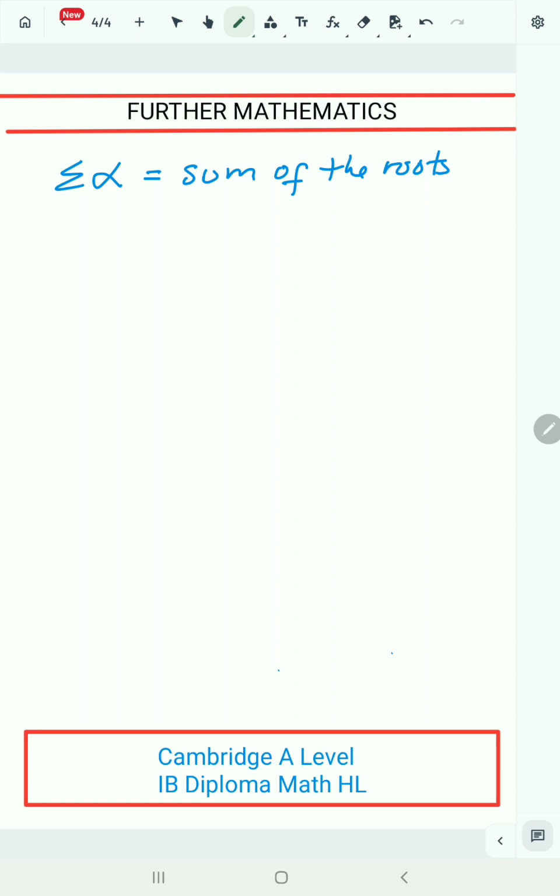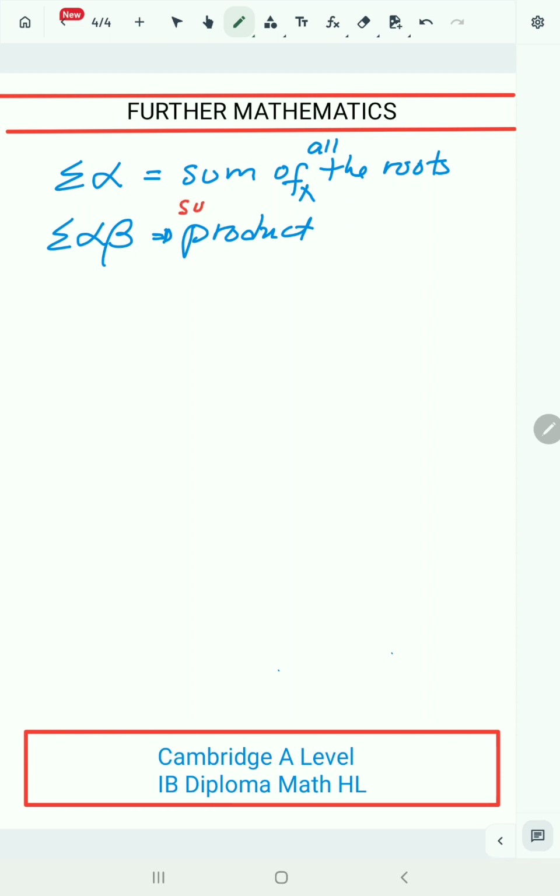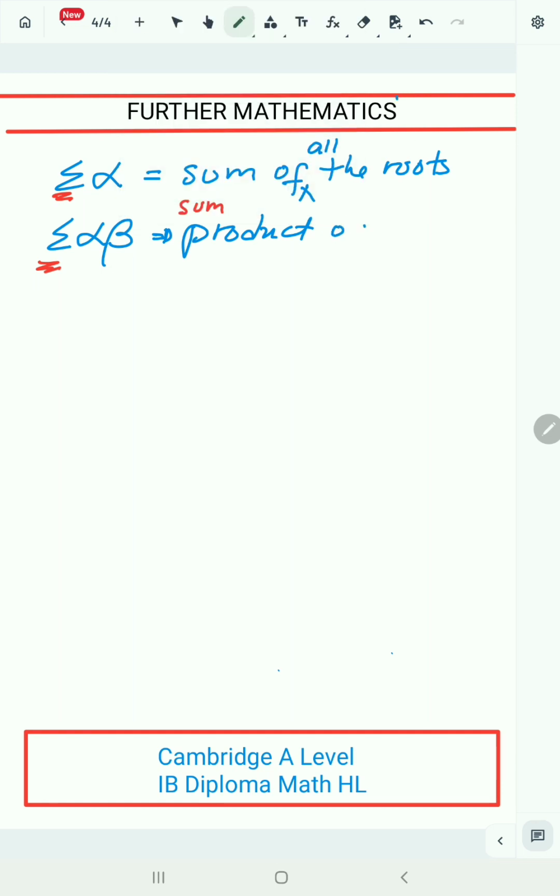The sum of all the roots. I will put the word "all", of all the roots. While the symbol sigma of alpha beta means the product... How come I forgot the word sum? The sum, because this one means sum, that's sigma notation. The sigma, or the sum, of the product of all the roots.